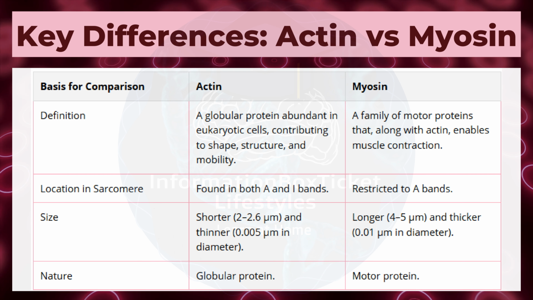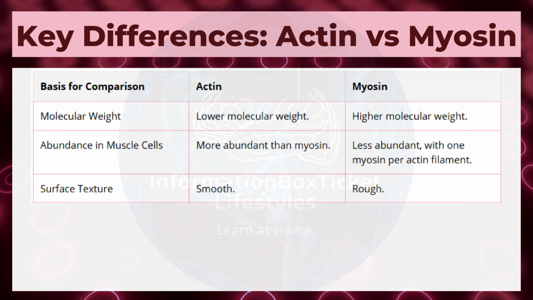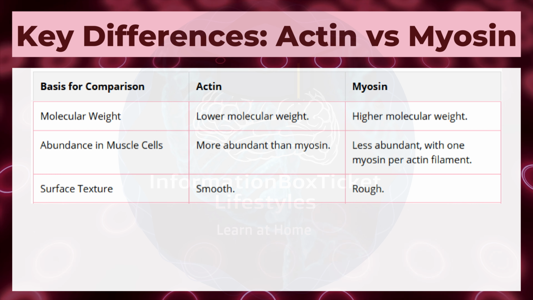Nature and molecular weight. Actin is a globular protein with a lower molecular weight. Myosin is a motor protein with a higher molecular weight. Abundance and surface texture. Actin is more abundant in muscle cells and has a smooth surface. Myosin is less abundant and has a rough surface.